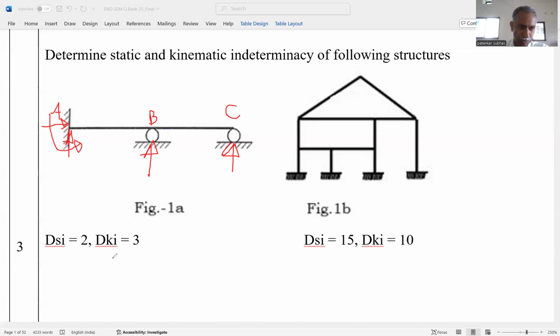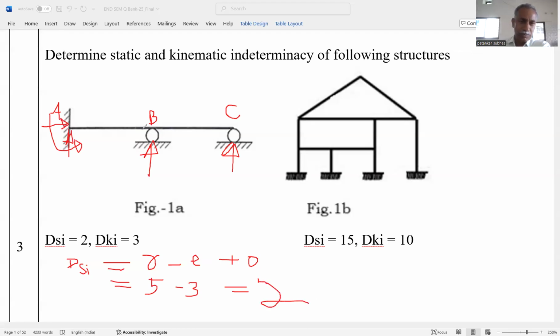Okay, so DSi, degree of static redundancy, is equal to R minus E, that is the external redundancy, and the internal redundancy, in case of a beam, is always 0. So R is equal to, in this problem, 3 plus 1 plus 1, that is 5, and the number of equations available is 3. Therefore, we get DSi is equal to 2. Degree of static redundancy is equal to 2.